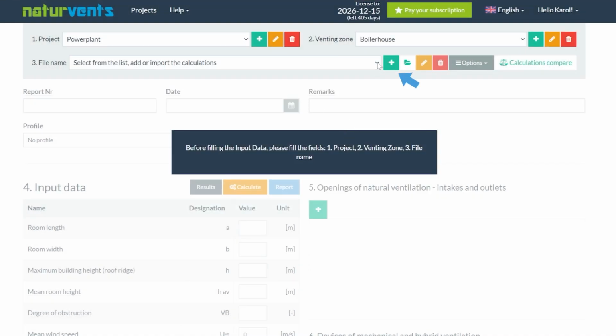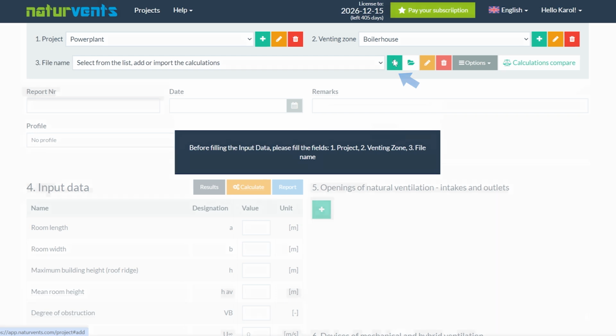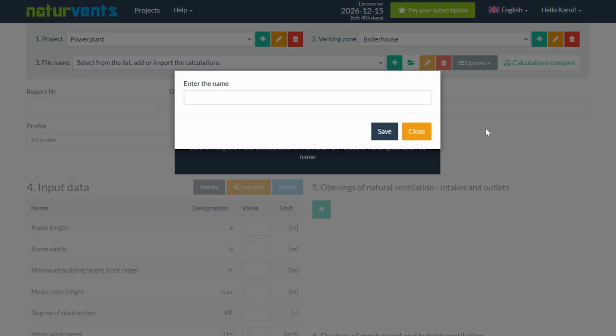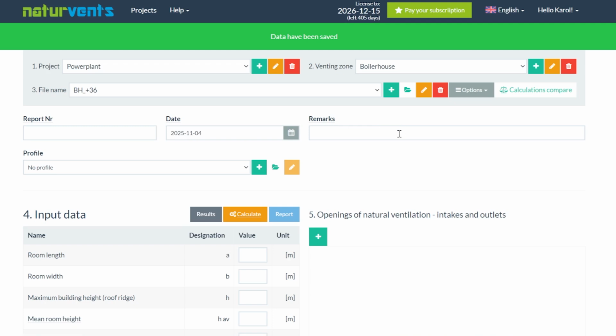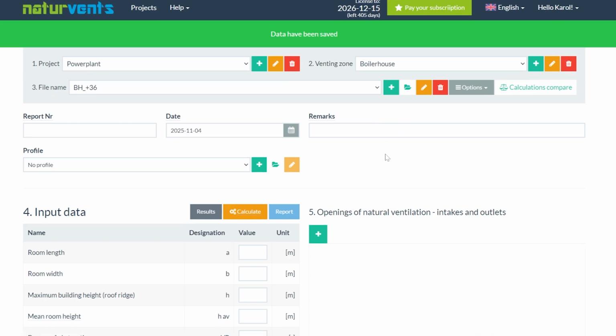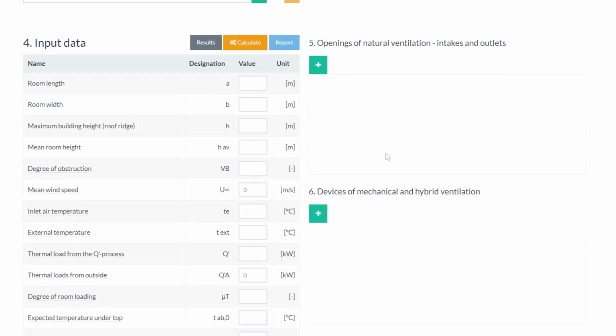Now something very important. You need to enter the file name under which it will be saved. Let's say that the file name could be Boiler House and temperature plus 36 degrees. Save. Now you are moving on to the phase of entering all the data into the program in order to start the calculations.